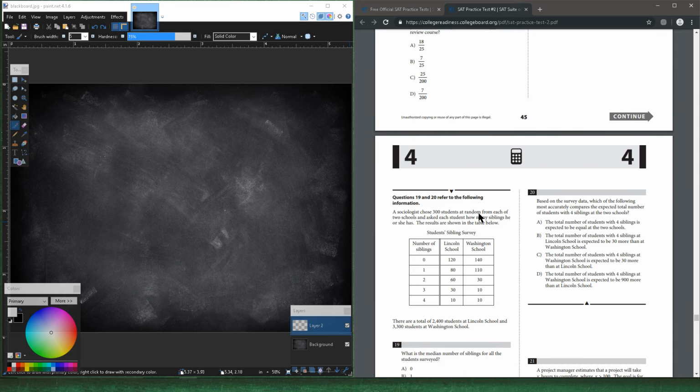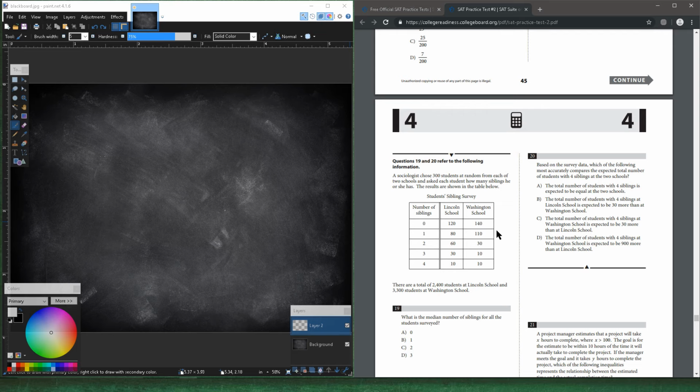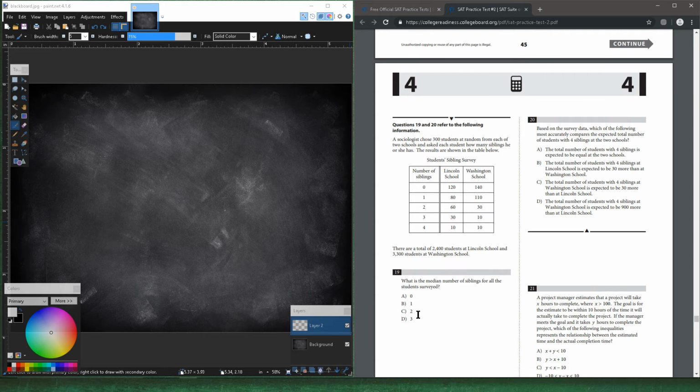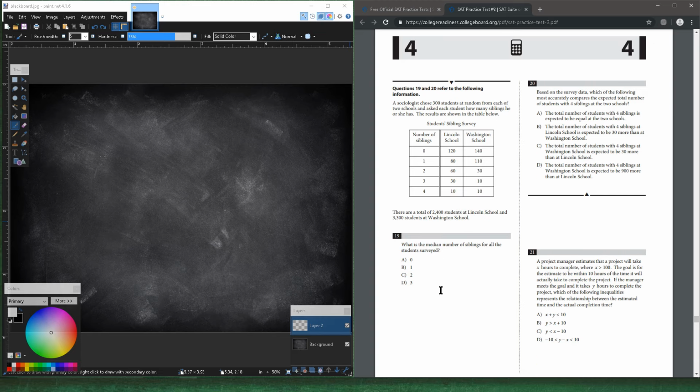Question 19 and 20 refer to the following information. A sociologist chooses 300 students at random from each of the two schools and asks each student how many siblings he has. The results are shown in the table below. There are a total of 2,400 students at Lincoln School and 3,300 students at Washington School. What is the median number of siblings for all the students surveyed?